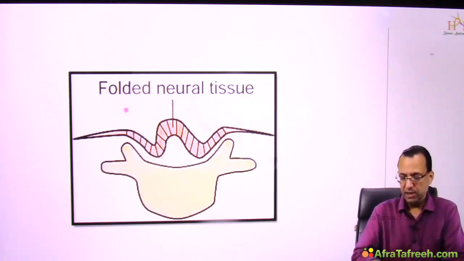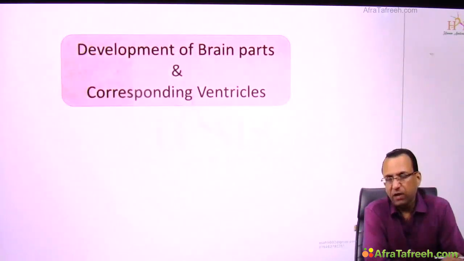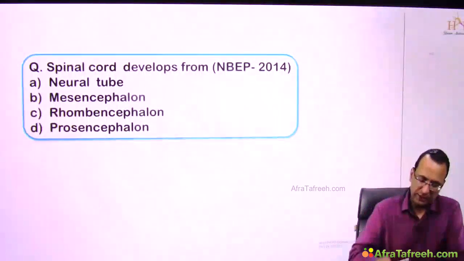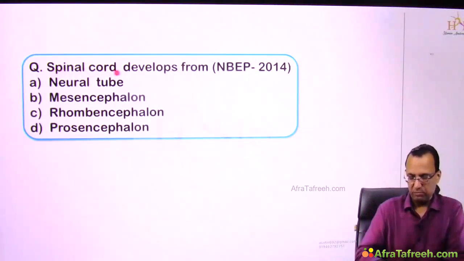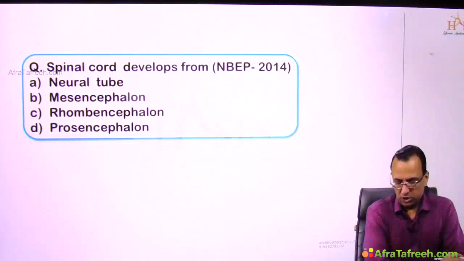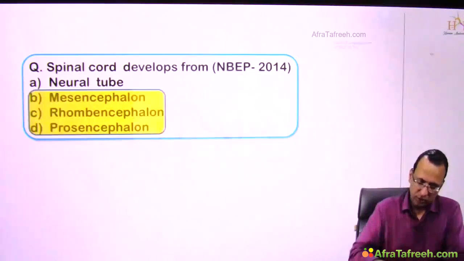As we are moving further, we want to talk about the developing brain and ventricles along with that. And in that process, you will see that a question has come asking, where is the spinal cord developing from? Now, spinal cord, of course, would develop from, yes, what is the answer? Spinal cord would develop from the neural tube, not the brain.